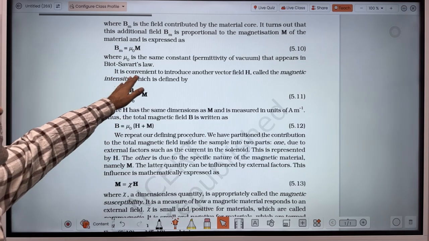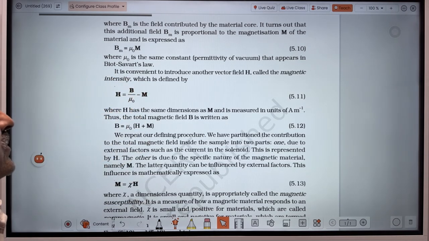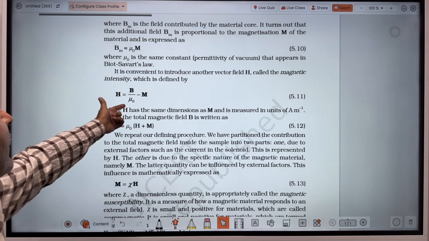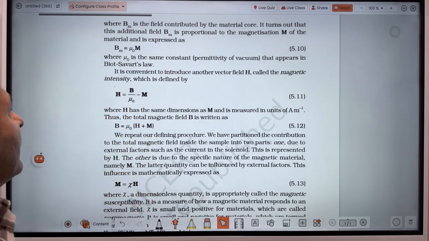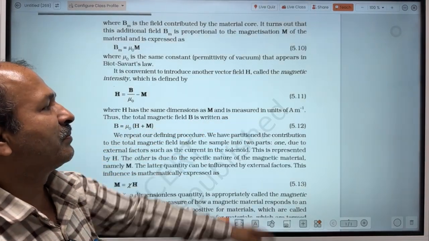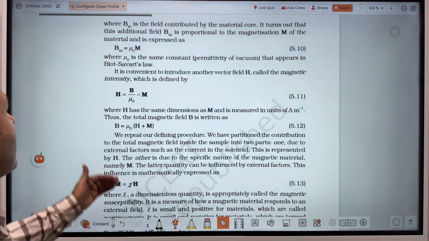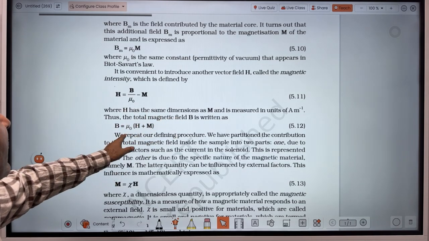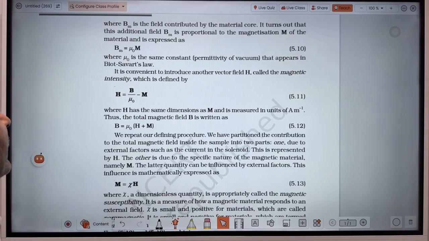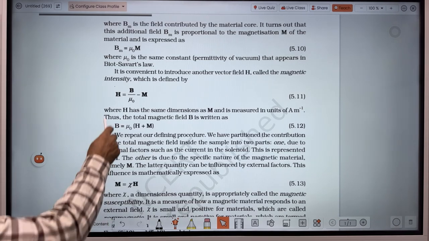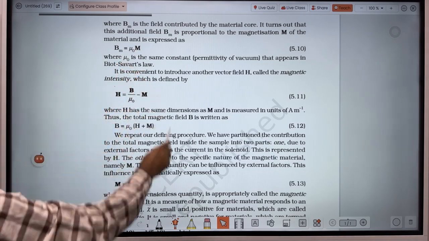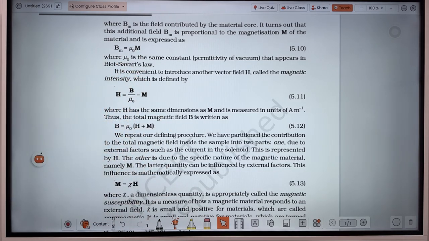Now it is convenient to introduce another vector field H called the magnetic intensity. This is given by H equal to B upon mu naught minus M. Here H has the same dimension as M and is measured in units of ampere per meter. Thus, the total magnetic field B is written as B equal to mu naught times H plus M, right? Because from here we can put the value of M at this place, and then we can evaluate.